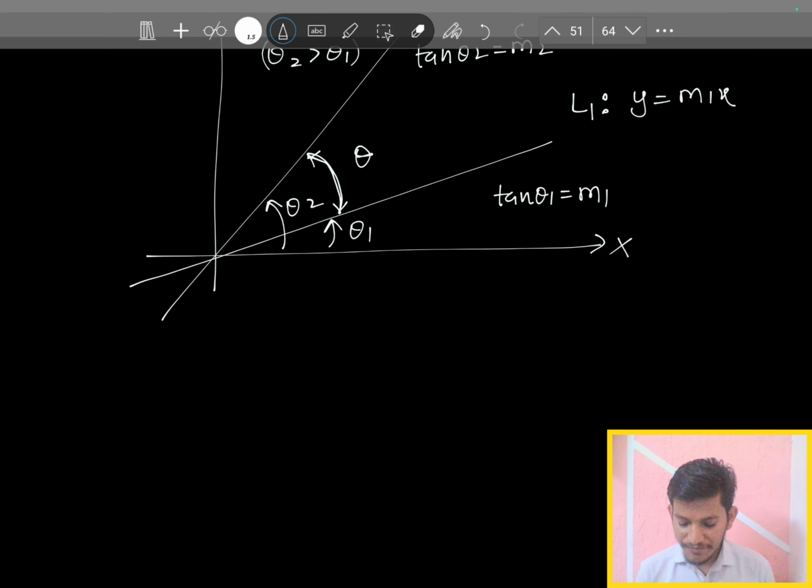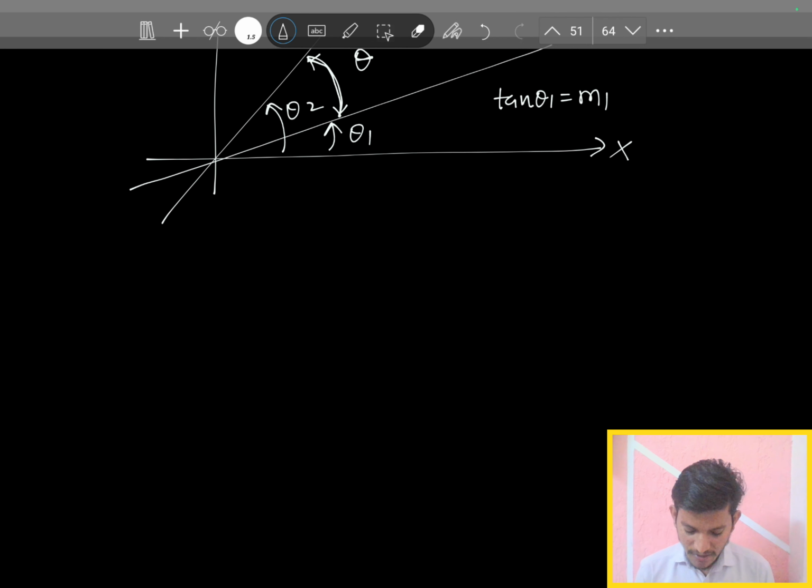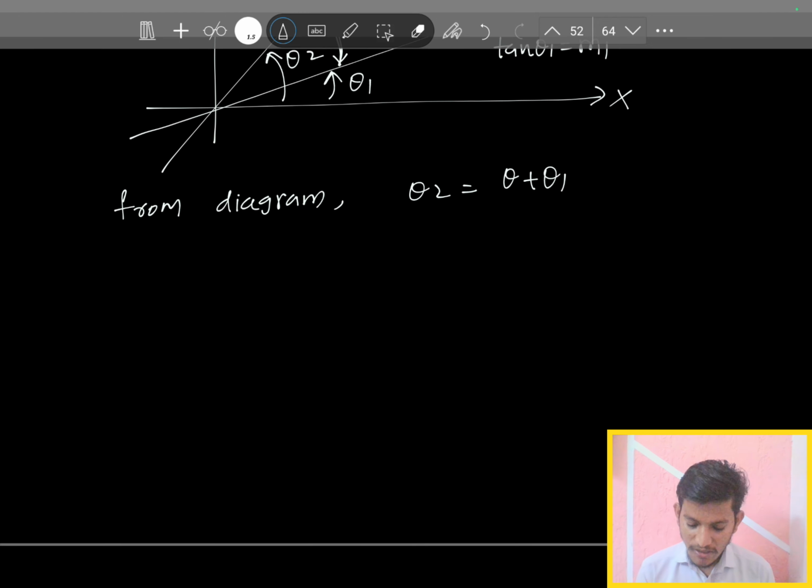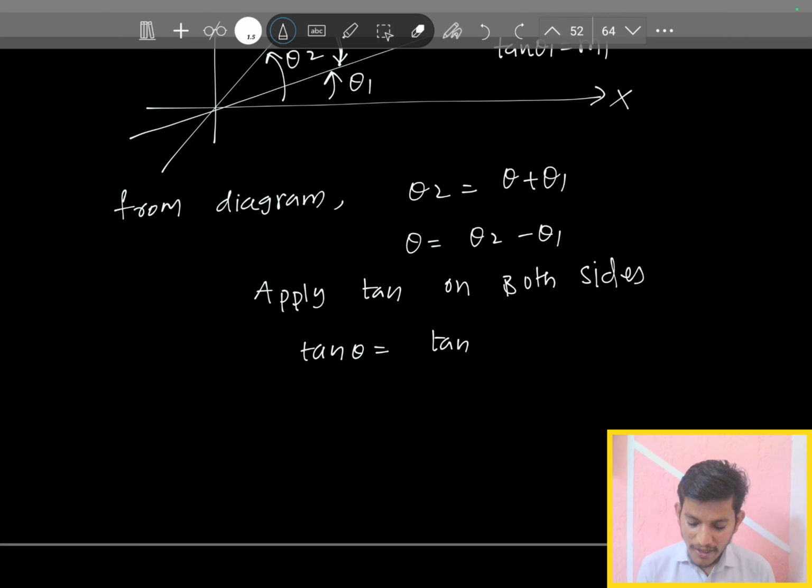So from this diagram we can write that theta 2 will be equal to theta plus theta 1. Am I correct? Theta 2 equals theta plus theta 1, and theta taken outside, that is theta 2 minus theta 1 written on one side. Now apply tan on both sides. Therefore, we are supposed to write tan theta will be equal to tan of theta 2 minus theta 1.